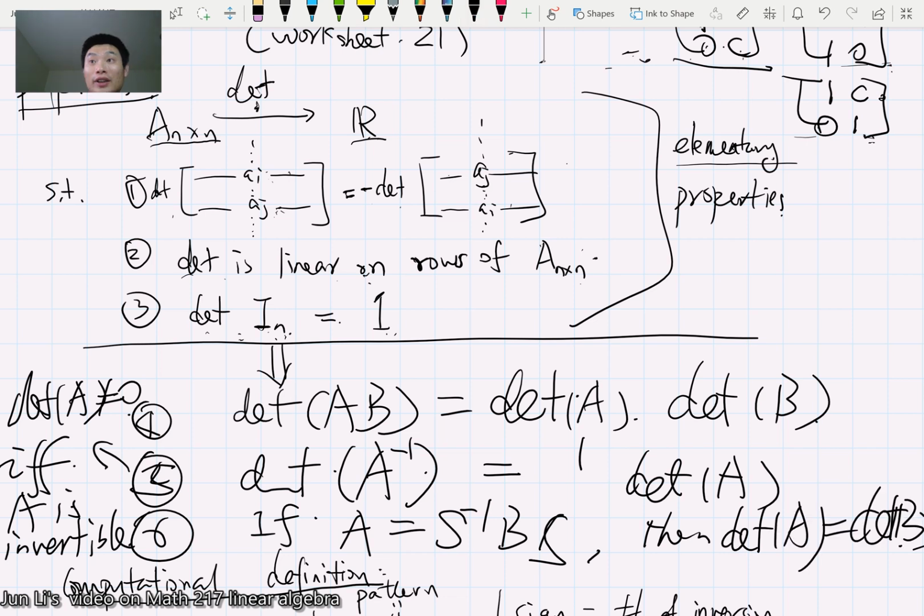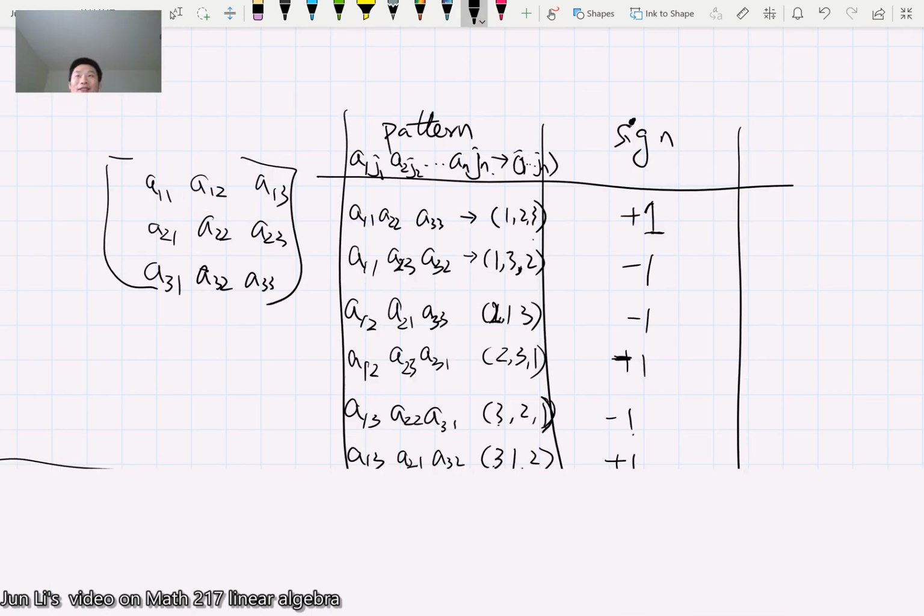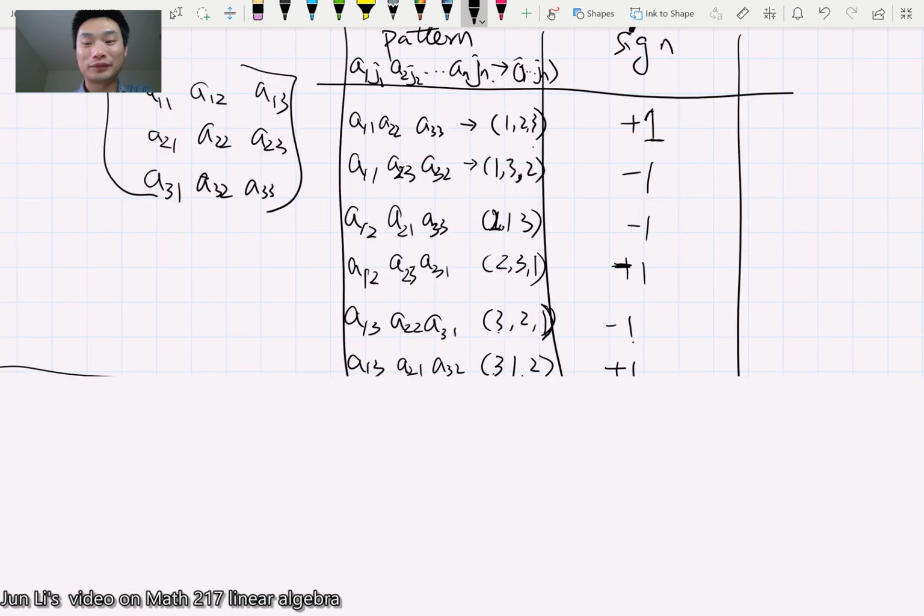Then we are going to talk about the most complicated stuff, which is the computational definition. Let's look directly at the 3 by 3 case because we already know the 2 by 2. Our example is a 3 by 3 matrix. We are going to talk about patterns and signs in this case. A pattern is a product of elements in the matrix, A1J1 times A2J2 up to AnJn, where J1, J2, through Jn is a reordering of 1 through n.